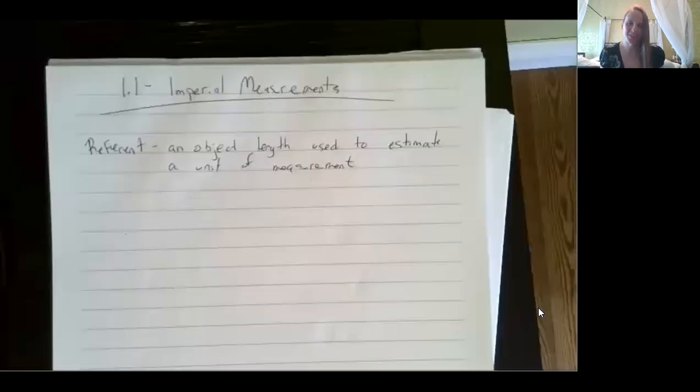So this is lesson 1.1, Imperial Measurements. We'll start with just a definition. So a referent is an object's length, which is used to estimate a unit of measurement. So for example, and this can be used, by the way, for both imperial and metric units.